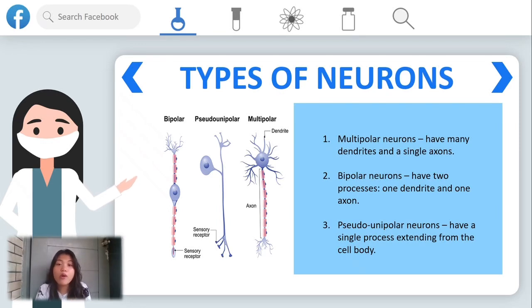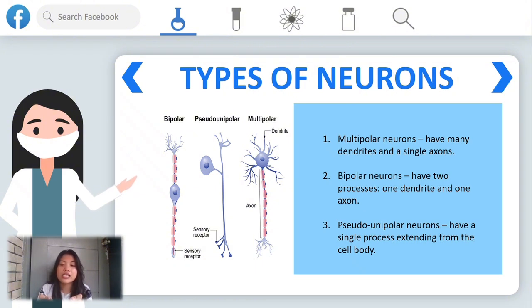Next is the bipolar neuron. Bipolar neurons have two processes. One is the dendrite, and the other is the axon. Bipolar neurons are located in some sensory organs, such as in the retina of the eye and in the nasal cavity.